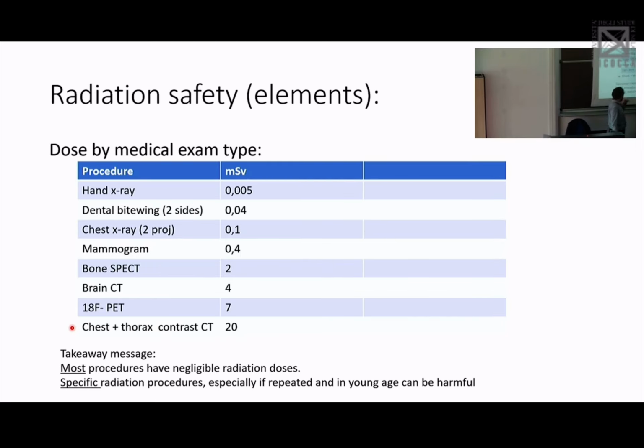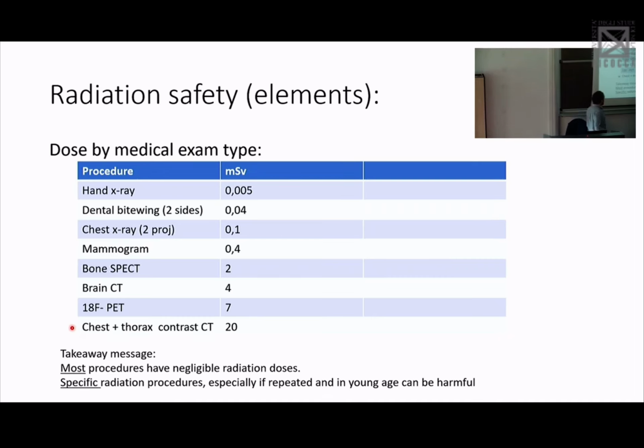If you do a contrast CT of the chest and the thorax, that is really a lot. It goes to 20 millisieverts. That's really something you need to think carefully about. This also has a bit of variability, because it depends on lots of factors, the age of the machine, the standards of your nation. And luckily enough, it is coming down with years.